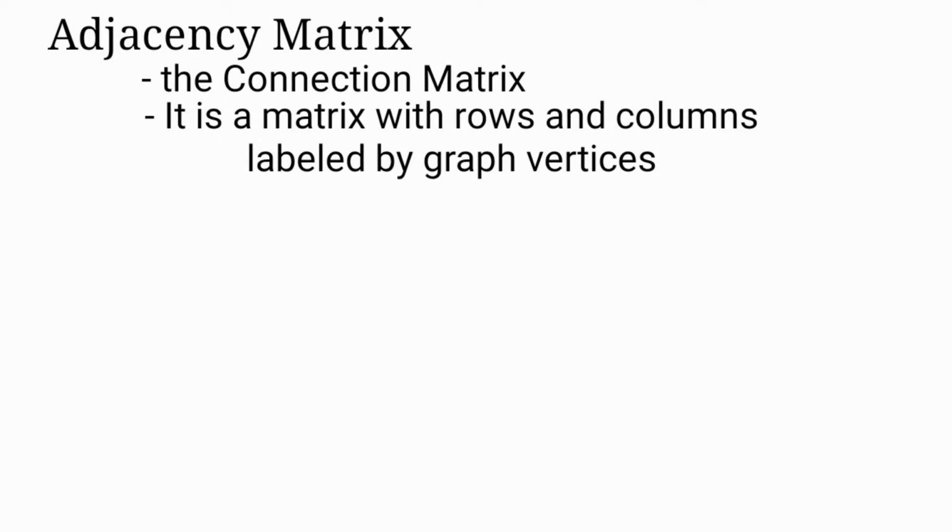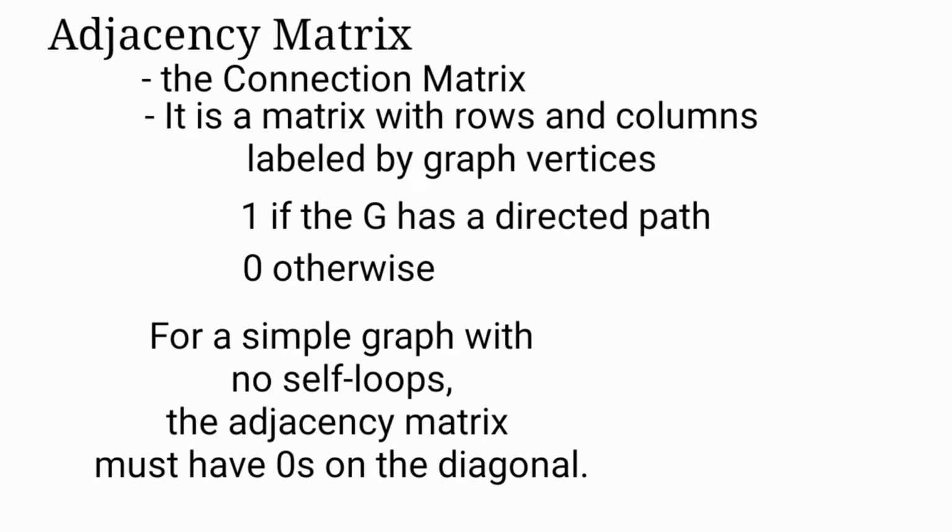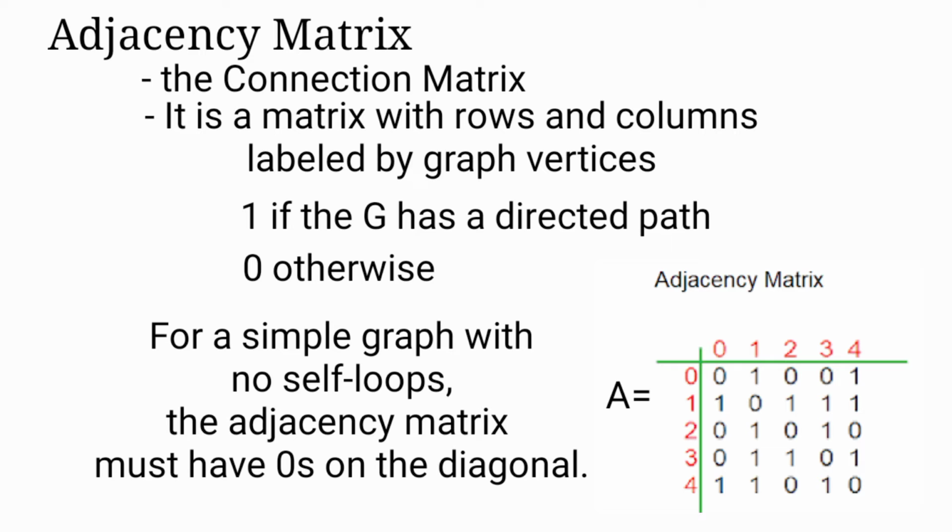It is a matrix with rows and columns labeled by graph vertices, with a 1 if the graph has a directed path and 0 otherwise, in position (i, j) according to whether vertices i and j are adjacent or not. For a simple graph with no self-loops, the adjacency matrix must have zeros on the diagonal. A self-loop is an edge of a graph which starts and ends at the same vertex. So this is the form of an adjacency matrix.